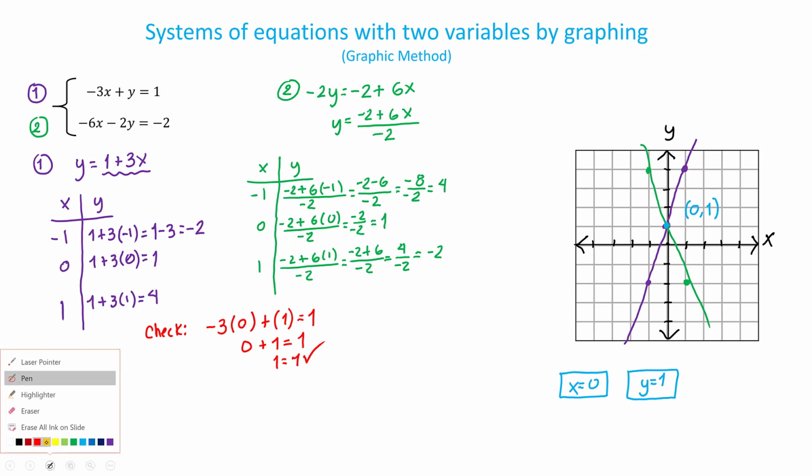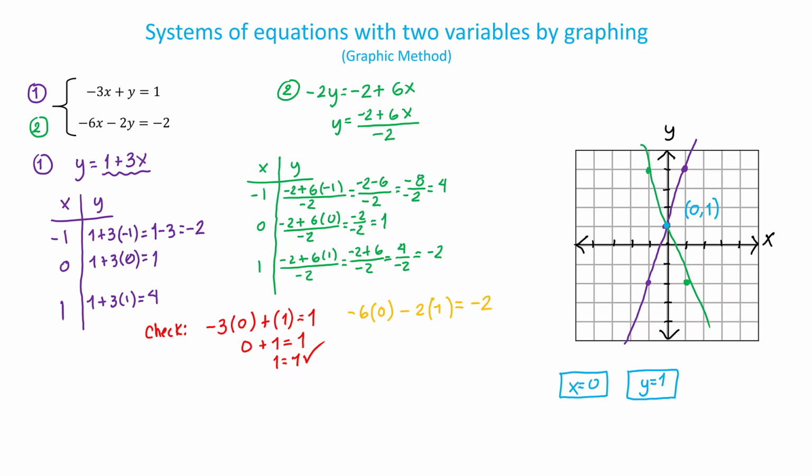Now let's check with the second equation. The second equation says that minus 6 times x, which is 0, minus 2 times y, that it's 1, should be equal to minus 2. Minus 6 times 0 is 0, minus 2 times 1 is 2, equals minus 2. So minus 2 is minus 2, so we are correct for both equations.